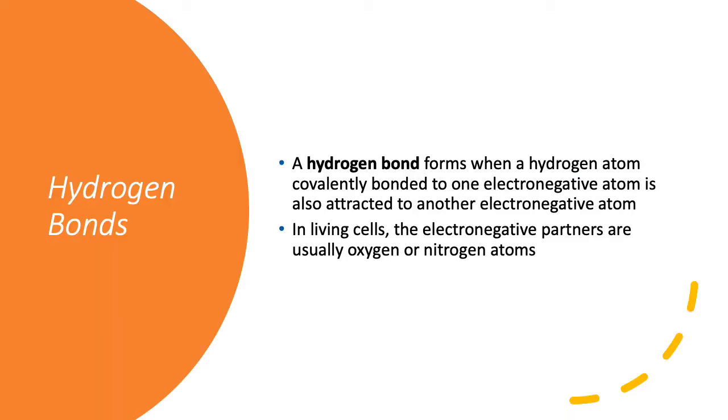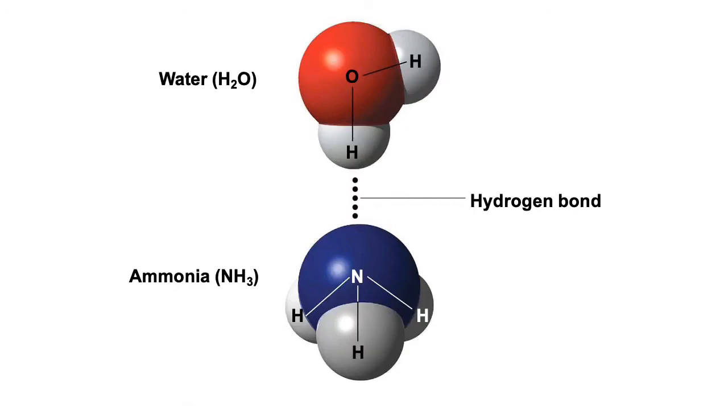Hydrogen bonds happen between water molecules, for example. It starts with those polar covalent bonds. Actually, let me just show you a picture. When you have water, the oxygen, which is very electronegative and greedy with the electrons, develops a slightly negative charge. The hydrogen develops a slightly positive charge. Now, the partial positive charge on the hydrogen can be attracted to the partial negative charge on another molecule.